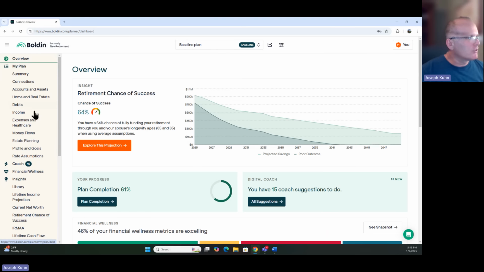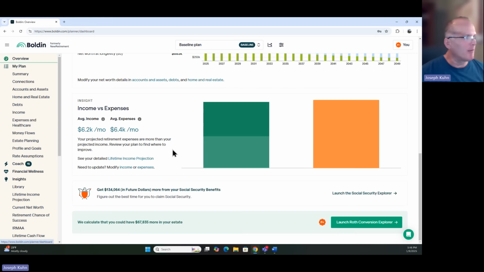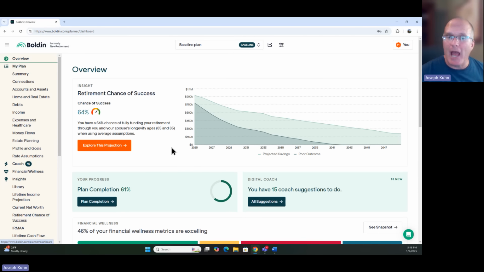One of the other features of Boldin is they have a help tab, a chat. So get into that chat and say, help, and ask them a question. I'm telling you, I always hear back. It's usually in a few hours, if not days, but within 24 hours you're going to get an answer to your question. So I love Boldin.